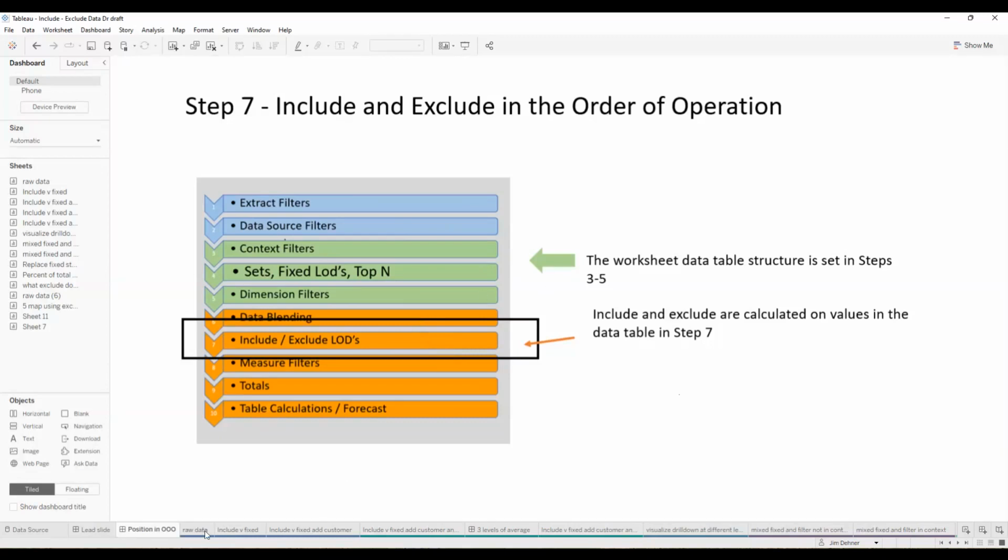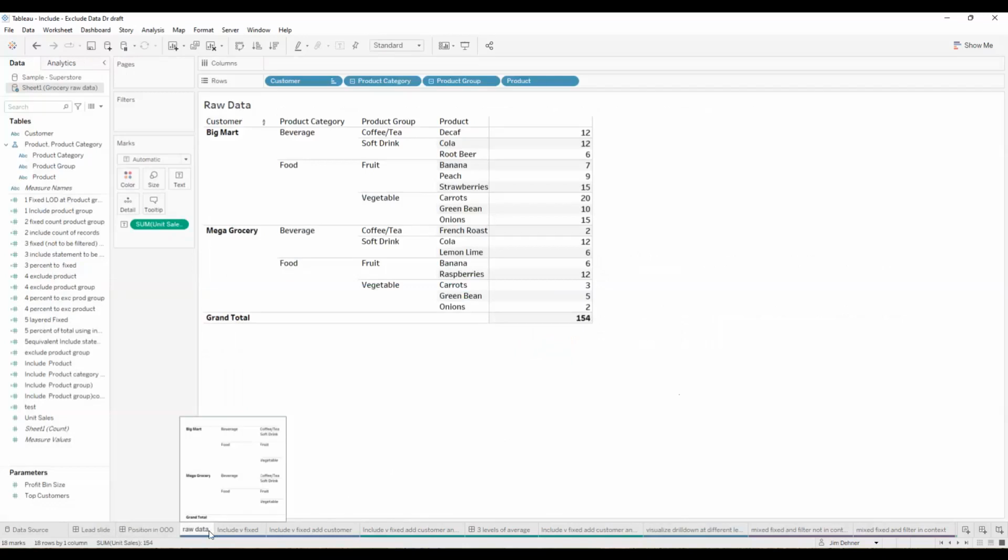Let's start. We're going to use virtually the same data set for the entire presentation today, and it's just a very simple data set. I've got two customers, and they've got product categories, beverages and food, and each product category has product groups, and there's two product groups in each category, and then there's products and their sales against those products.